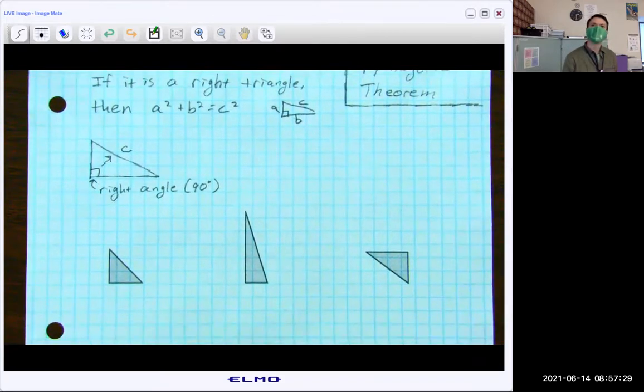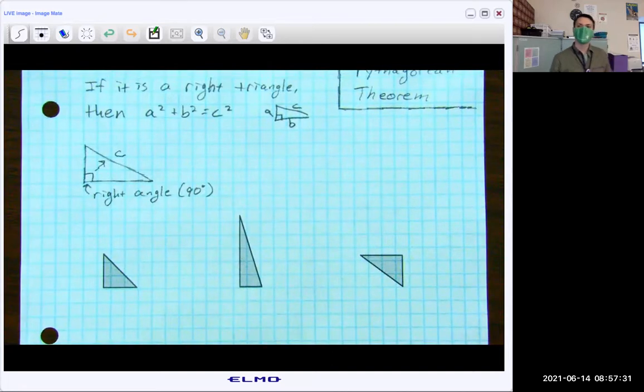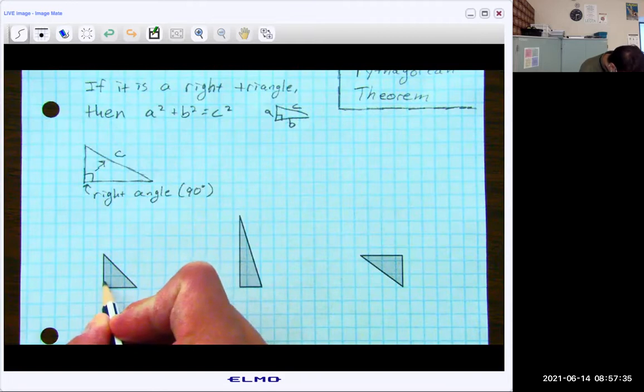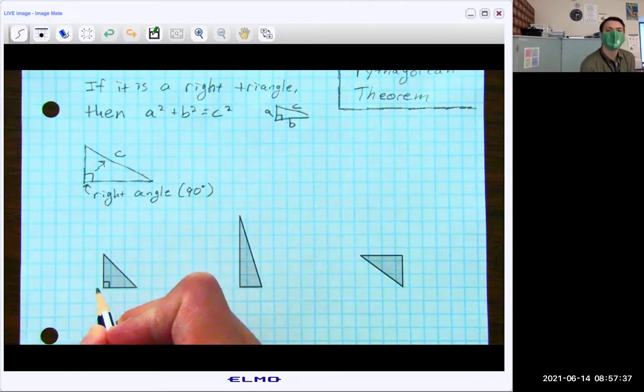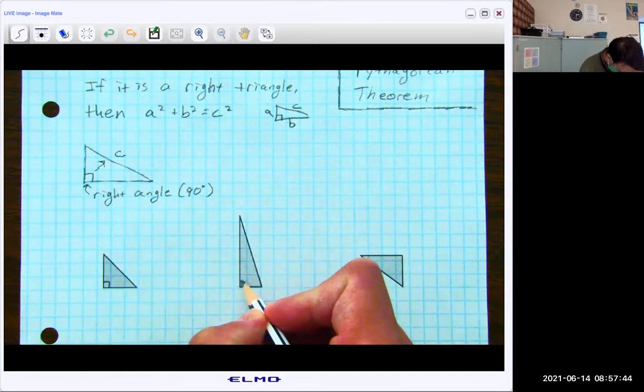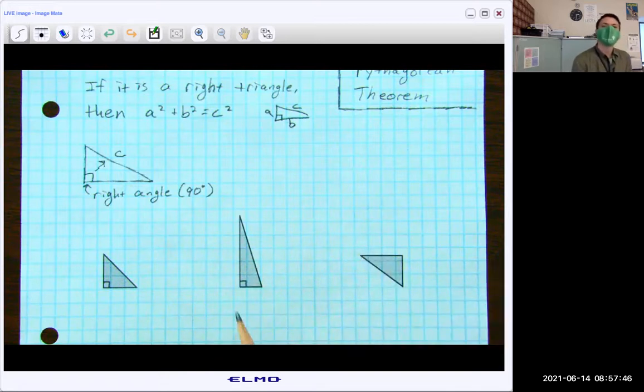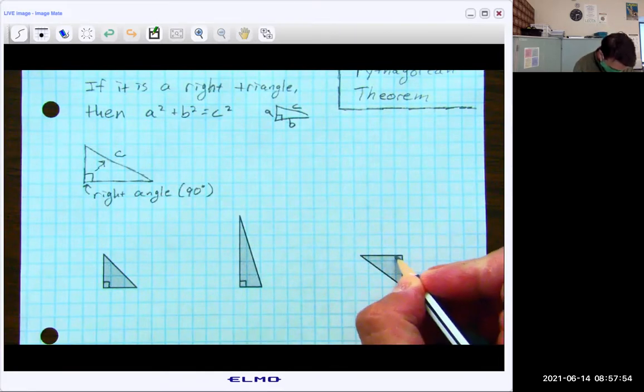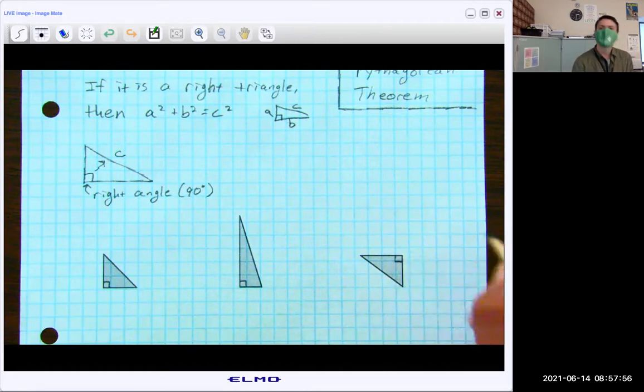So if you look down here, I have a couple different right triangles. I could show you the right angle, like on this one is right here. So that means the C value is over here. Here's this right triangle. It's nice and tall, and the right angle is right there. That means the C is this side over here. And this one's kind of like flipped upside down. Here's the right angle. And so the C value for this one would be over here.